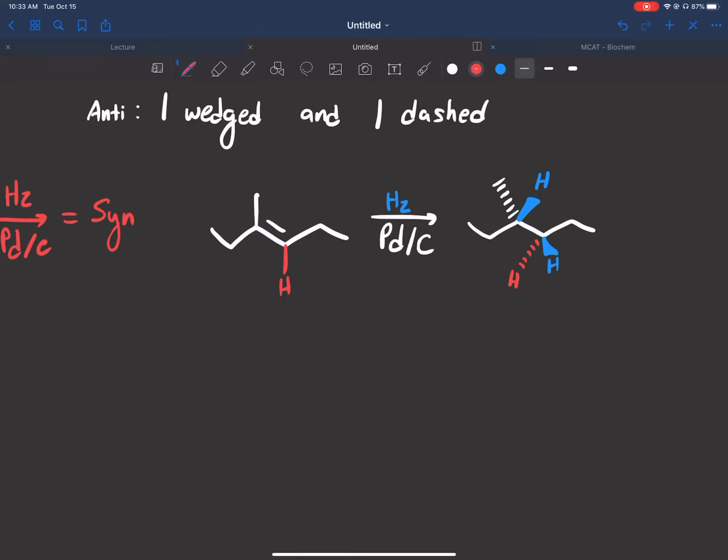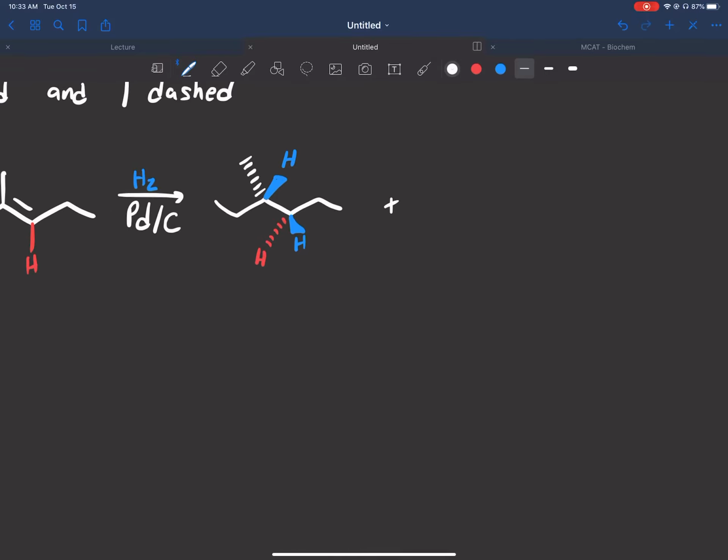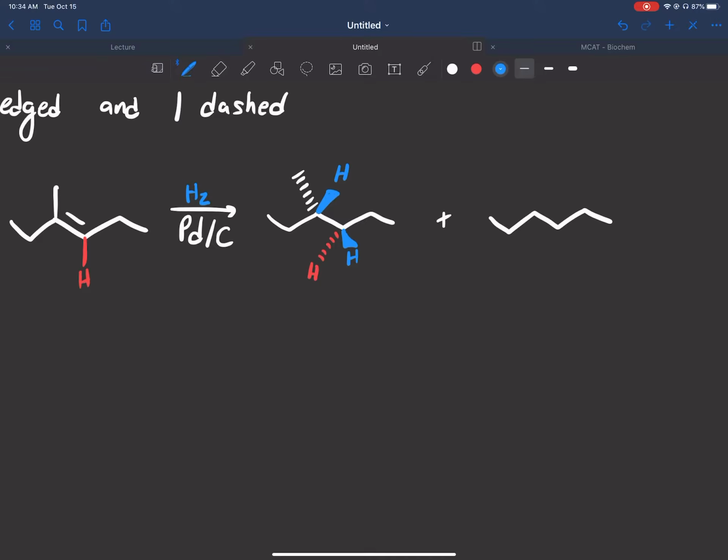What about if they're all dashed? Right? That's another possibility. There is no preference for whether it's going to be added wedged or dashed. That's why we have to draw both. So that is only one of the possible products. We can also have another one. So if you want to pause here and try to draw a dash, please feel free to do so. So how is this going to look? It's going to look now like this.